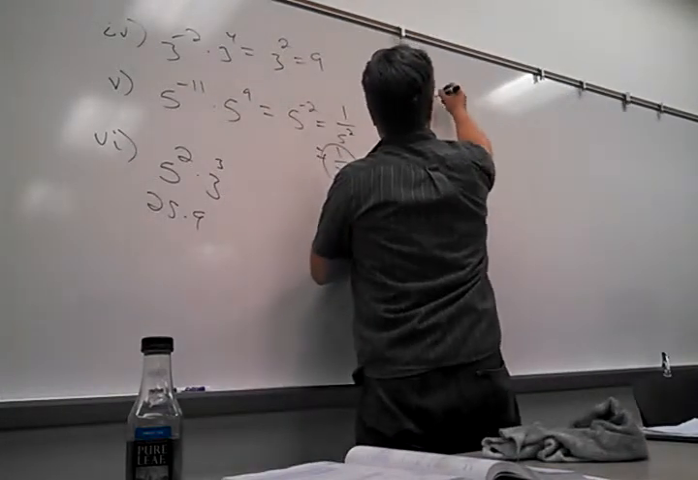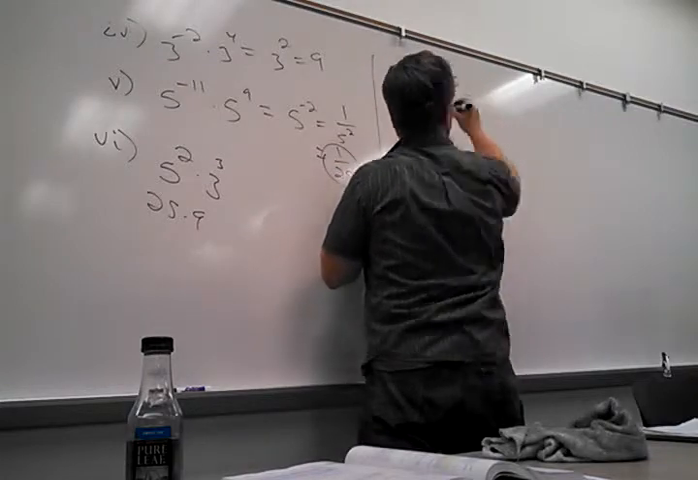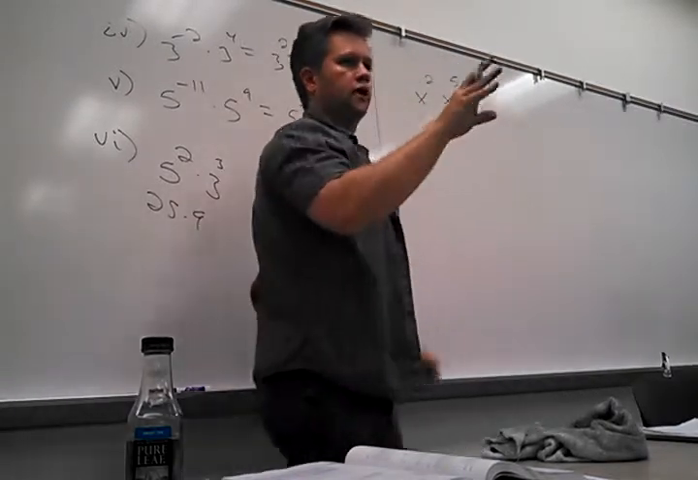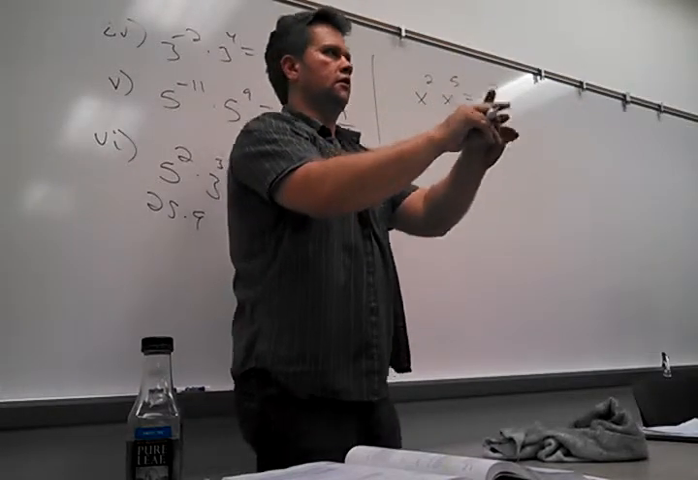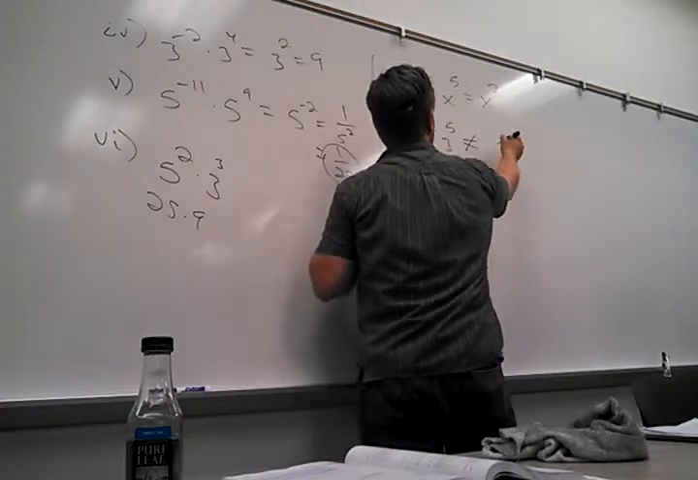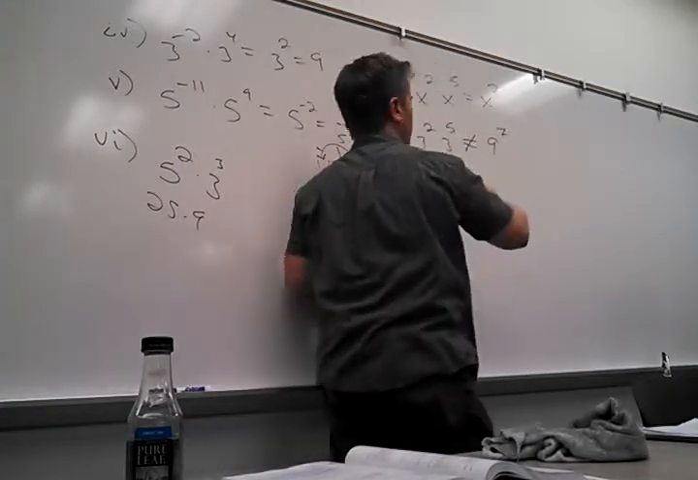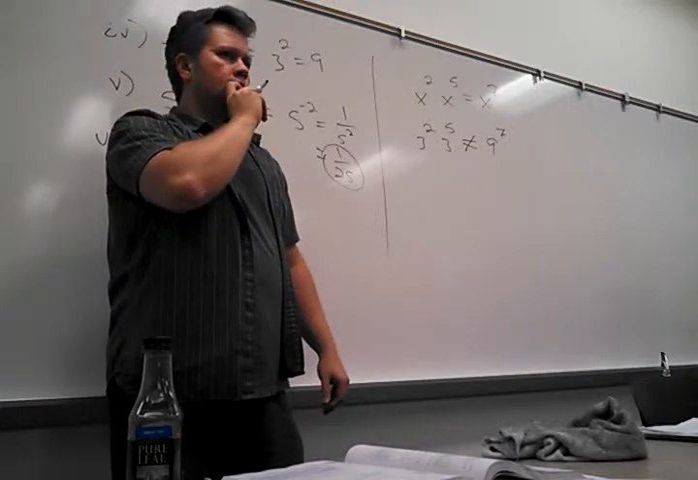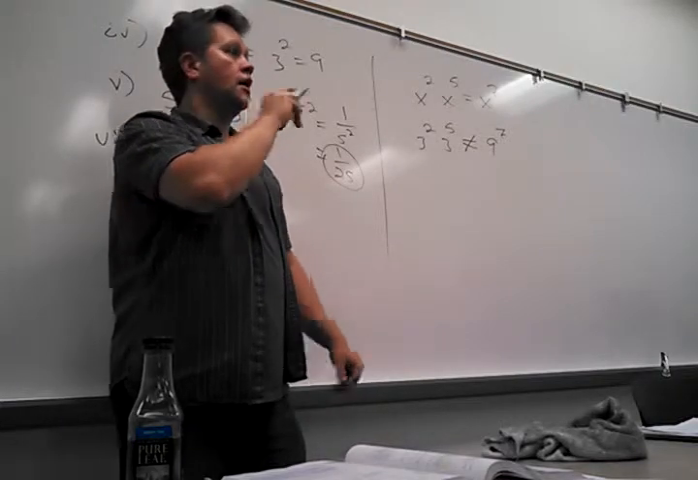What's x squared times x to the 5th? X to the 7th. Oh, okay. I see it now. That's one thing. Now her question is, if I saw 3 squared times 3 to the 5th, why is that not 9 to the 7th? Because your 3s are already the same. You have groups of 3s in there.